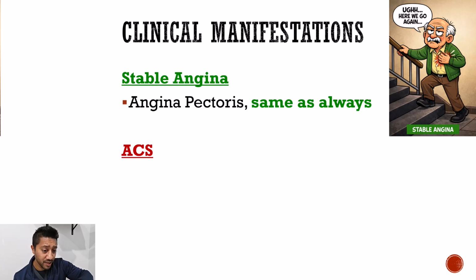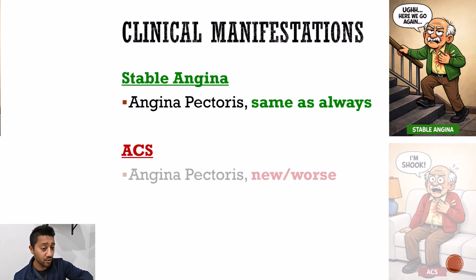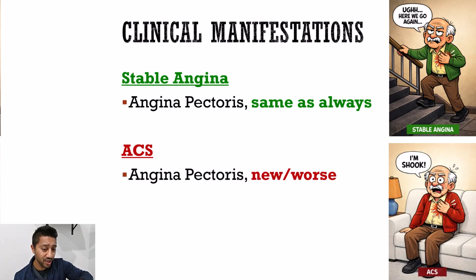Now, this is completely different from what you'll see with acute coronary syndrome. When you have a patient coming in with acute coronary syndrome, they'll usually say that their pain is much worse than what they've ever experienced for their chest pain, or they might have never experienced chest pain before, and this is their first time experiencing that. For example, these patients might say that the intensity is much more than what they're used to. Maybe it's lasting longer than what they're used to, or maybe it came on with very minimal exertion.